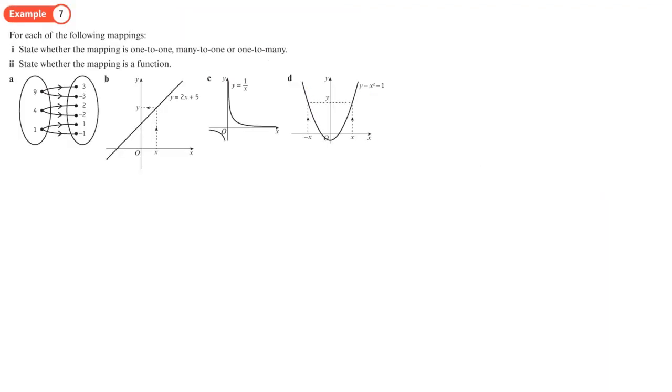So we've got different graphs, different diagrams, and for each one, what we need to do is to state what type it is and whether it's a function. So A, for each part, we've got two bits. First of all, that's one to many, isn't it? One to many. Does each input have one unique output? No. So that means it's not a function.